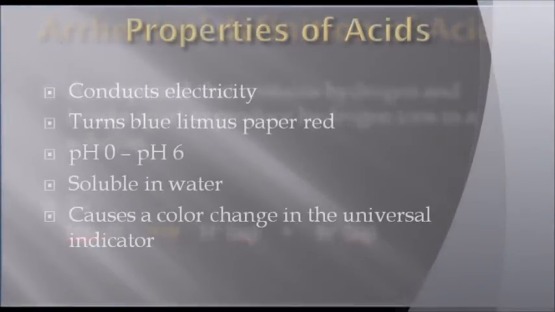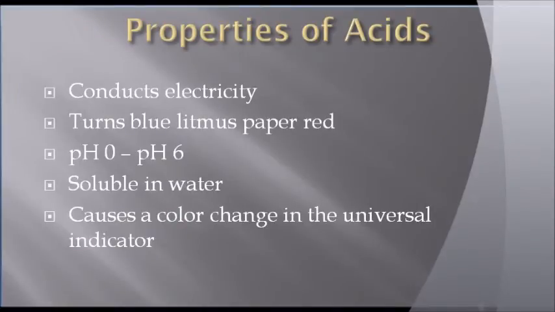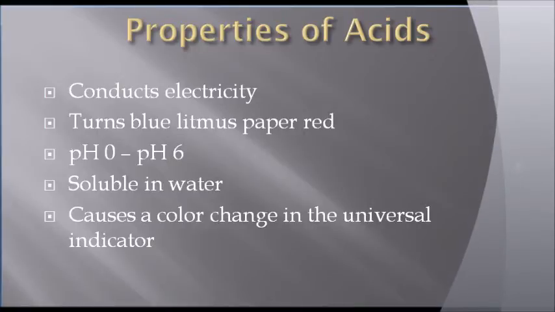Some properties of acids that help you identify them are they're sour, which means you could have seen them in daily life in candies like Sour Patch, or in orange juice, lemons, or vinegar. They conduct electricity, which makes them an electrolyte. They turn blue litmus paper red. The pH range is 0 to 6. All acids are soluble in water, and most acid solutions are corrosive, which means they eat away. They also cause a color change in the universal indicator.